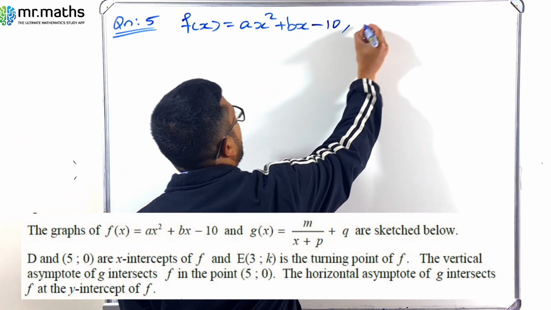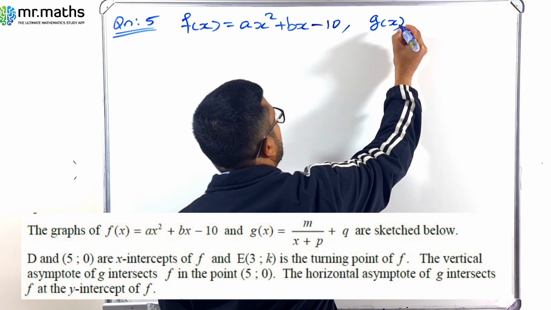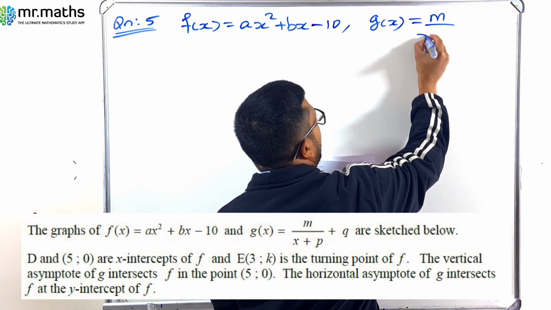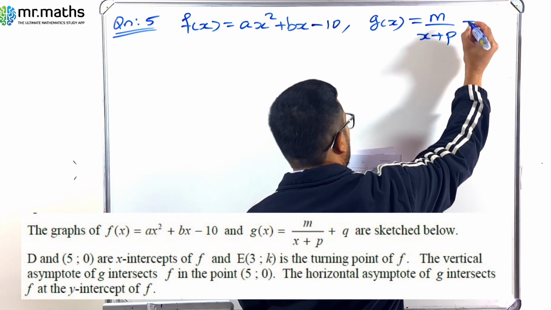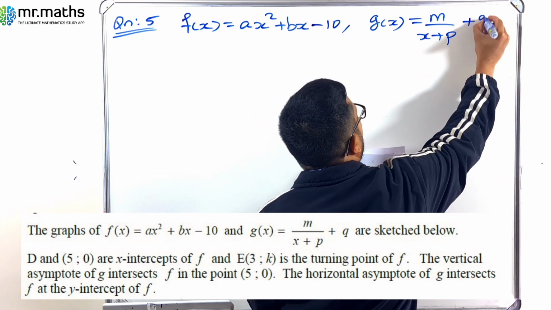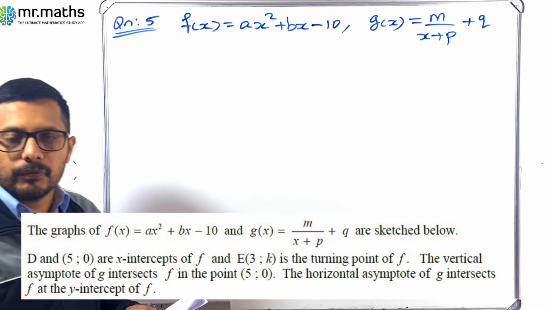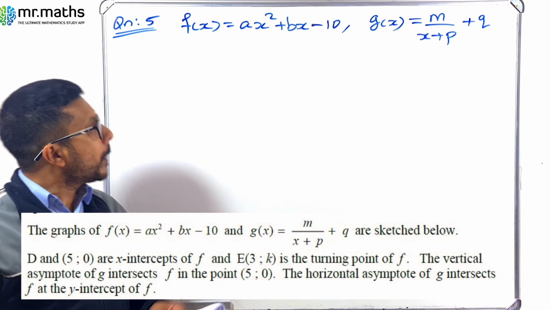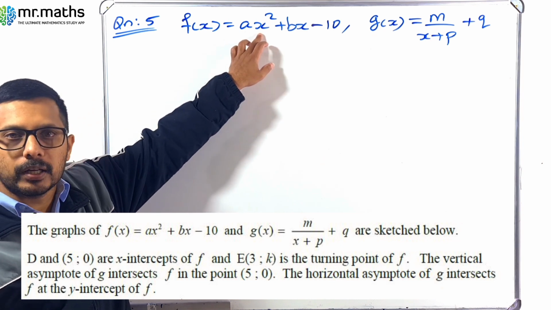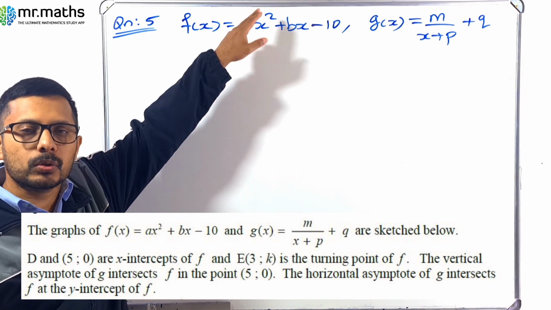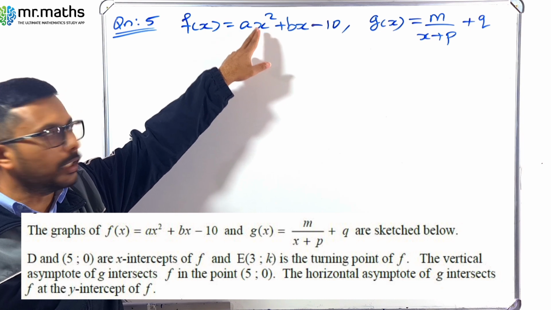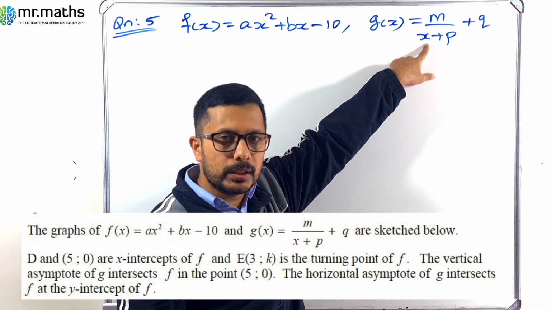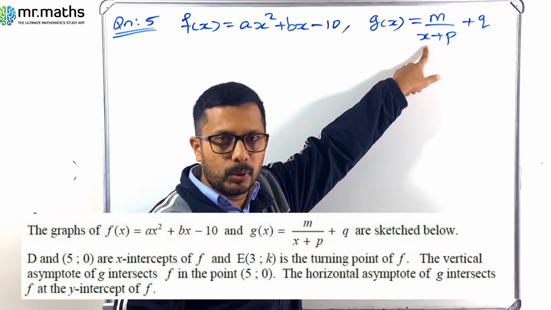And there is another function g of x given. What is that one? m over x plus p, plus q. So there are two equations given, one is f of x and the second one is g of x. Here you can see that ax square means x square, so it's a quadratic function, and m divided by x plus p, the x variable is in the denominator, so it's a hyperbolic function.